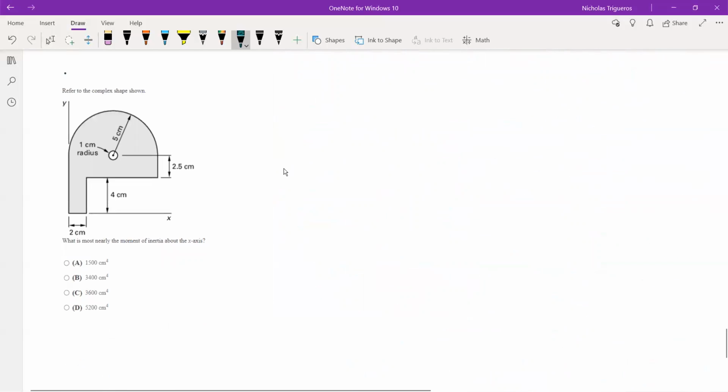Okay. Everybody loves moments of centroids. I mean, nope, just kidding.